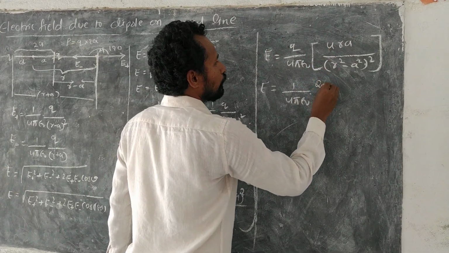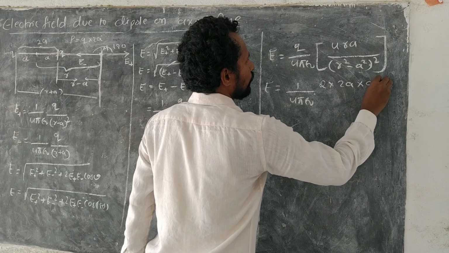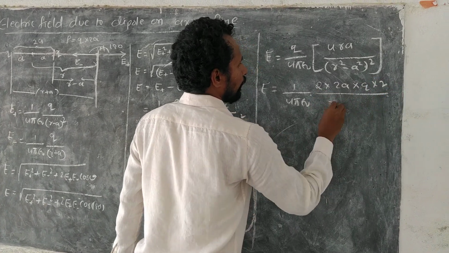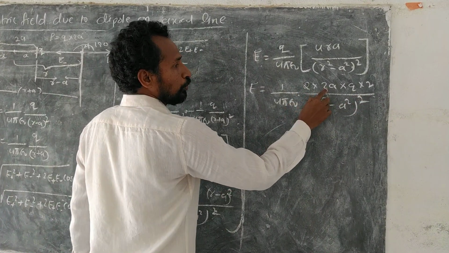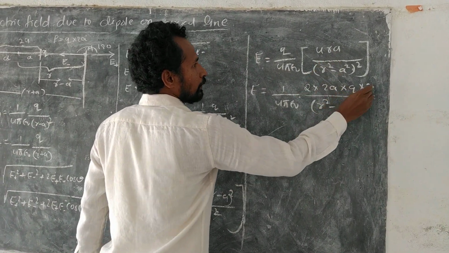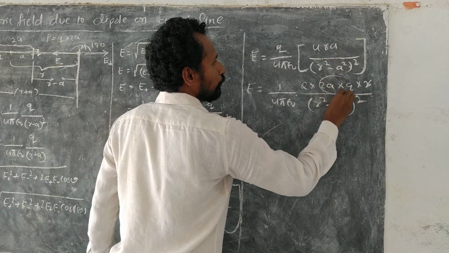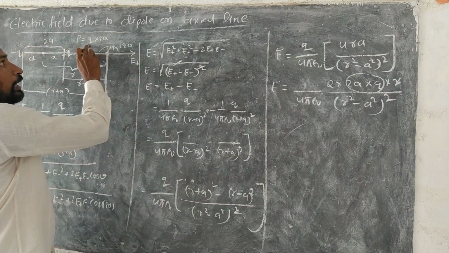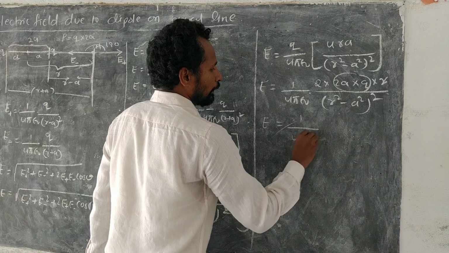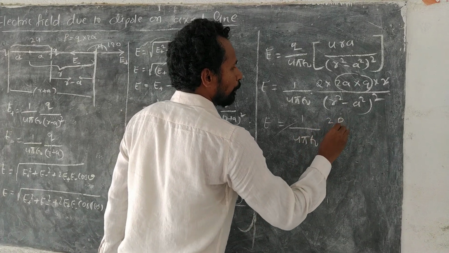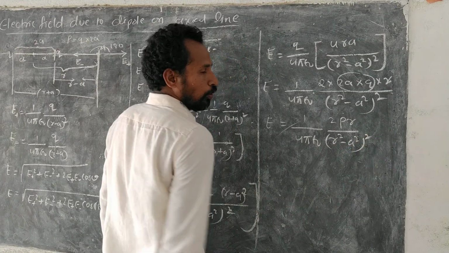And E is equal to 1 by 4 pi epsilon naught, and 4 we can write as 2 into 2a into q into r, by (r square minus a square) whole square. 2 into 2 is 4, a as it is, r as it is, q I have taken inside, and 2a into q is the dipole moment p already mentioned. Then E is equal to 1 by 4 pi epsilon naught, 2 p r by (r square minus a square) whole square.